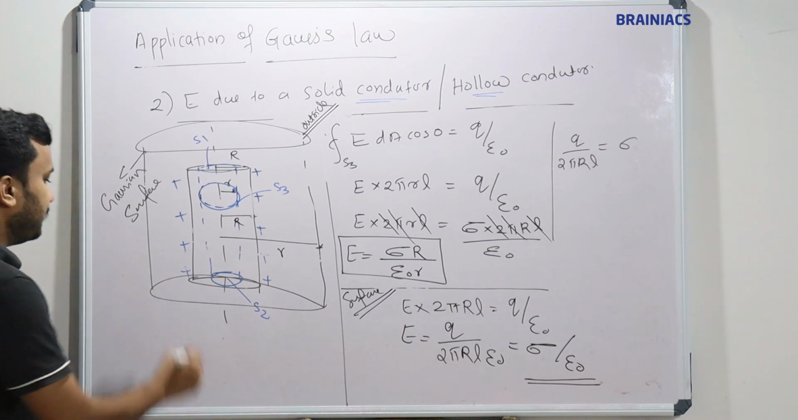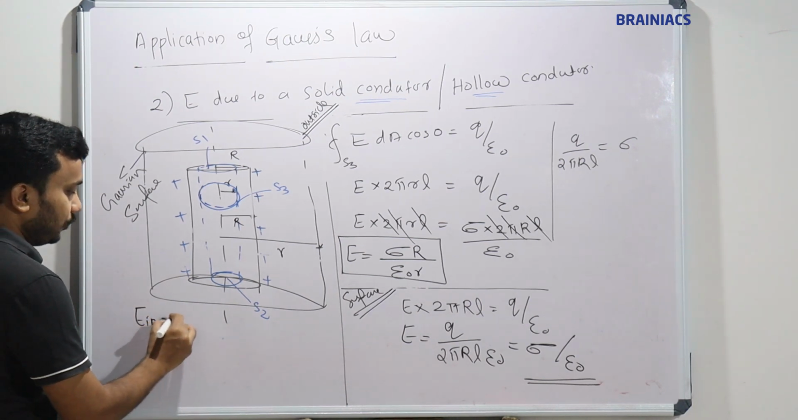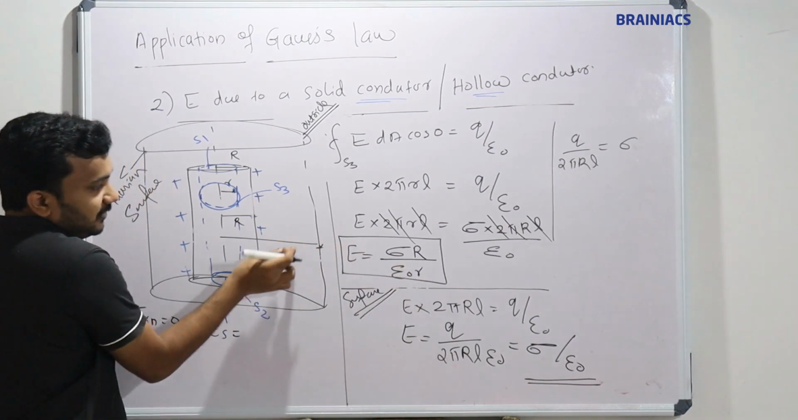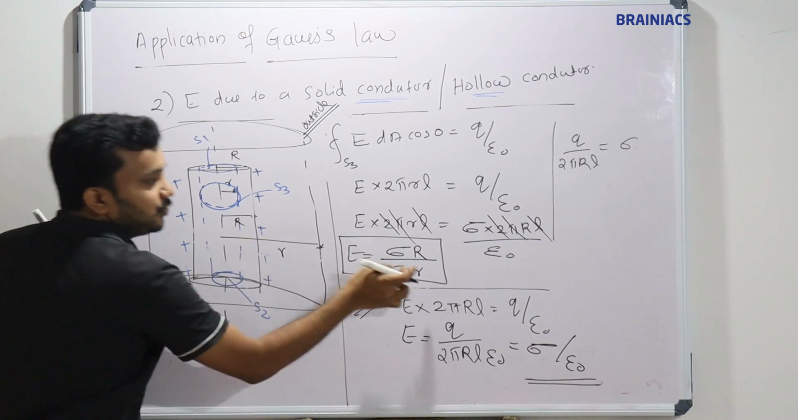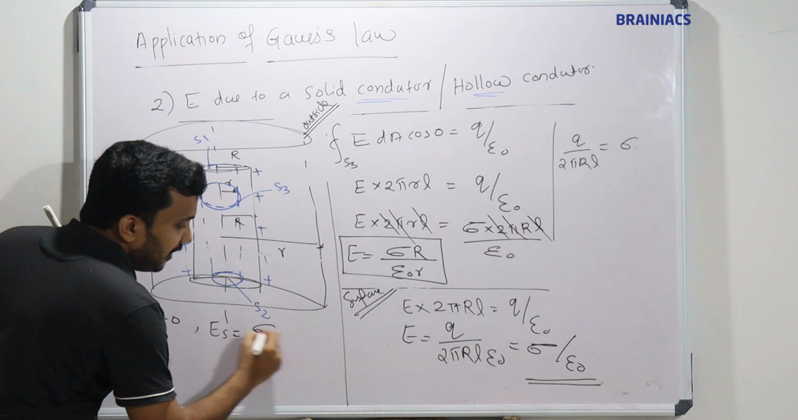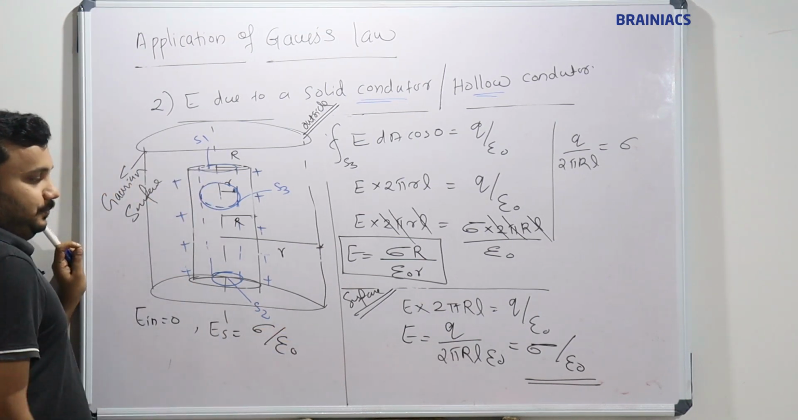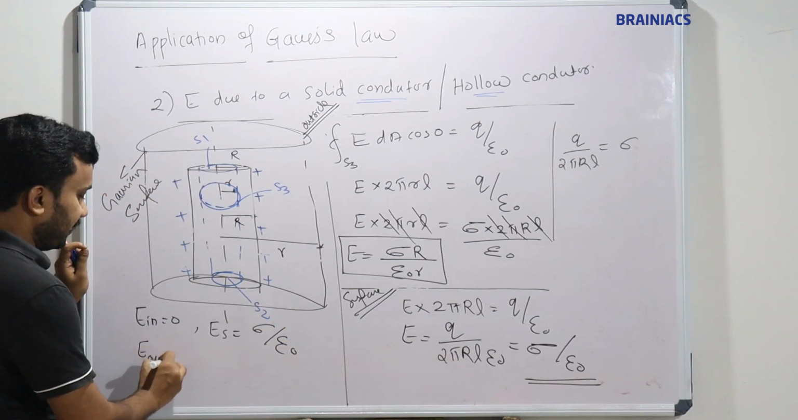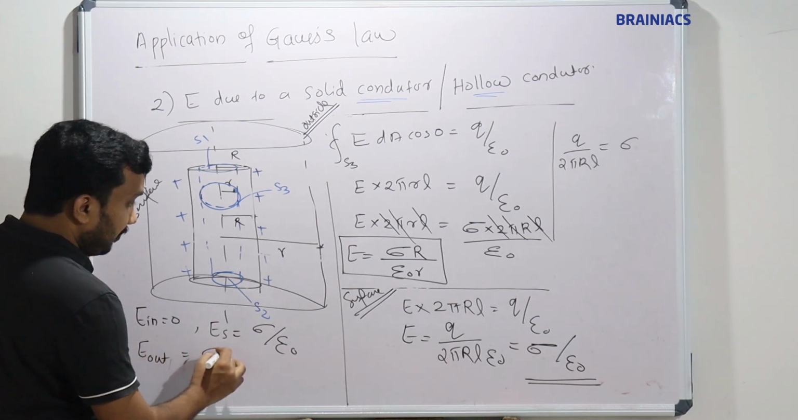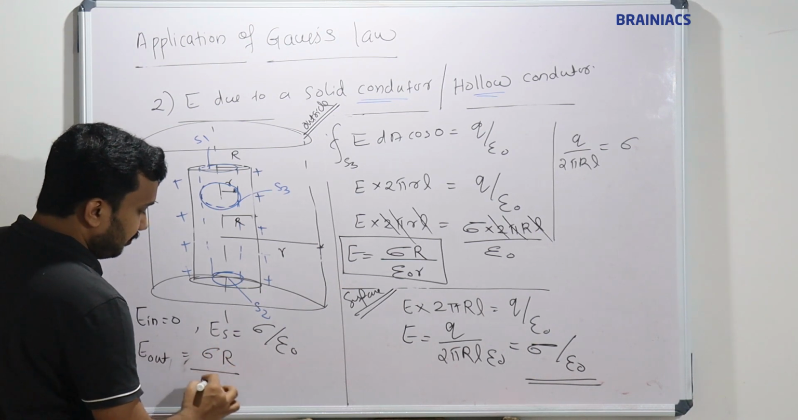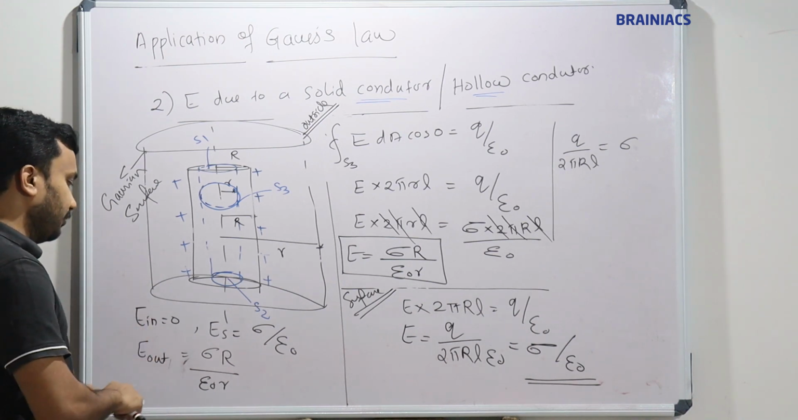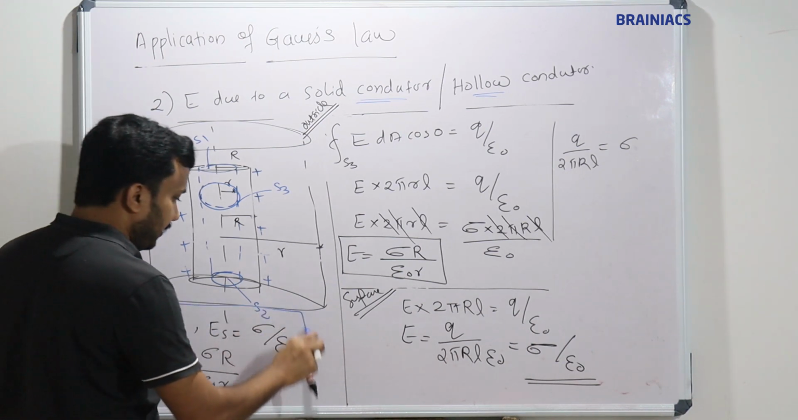So we have seen three points. The electric field inside is equal to 0. The electric field at the surface, where small r equals capital R, R and R get cancelled, and we get sigma divided by epsilon 0. And the electric field at an outside point is sigma capital R divided by epsilon 0 times small r. These three formulas, whatever we have written here, you have to remember.